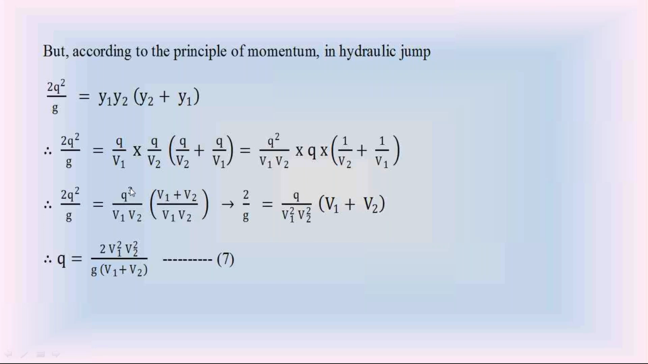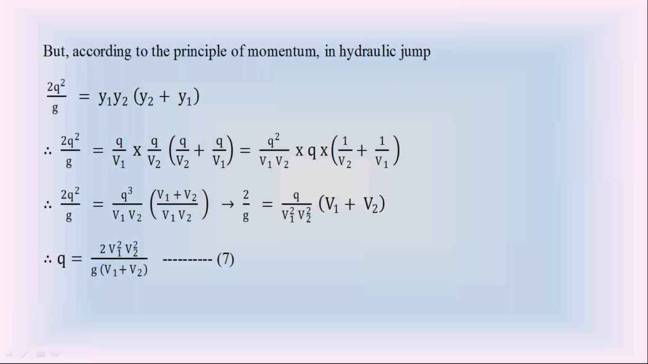So after the cancellation of q cube and q square, v1 v2 into v1 v2 is v1 square into v2 square. So from this equation you will get finally 2 by z is equal to q divided by v1 square into v2 square into v1 plus v2. From this equation this small q is equal to 2 into v1 square into v2 square by z into v1 plus v2. That is the small q.